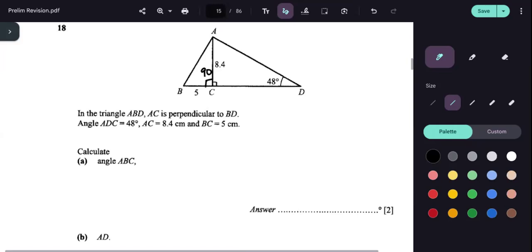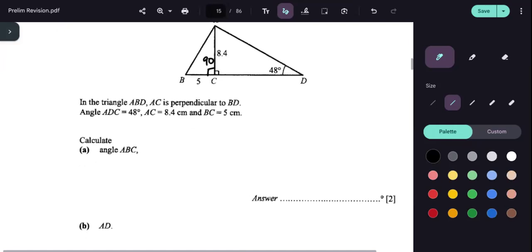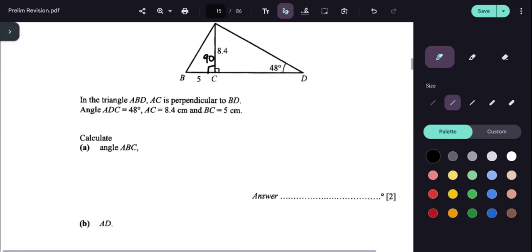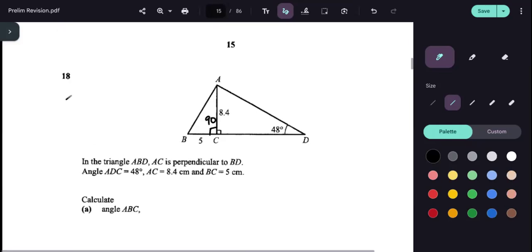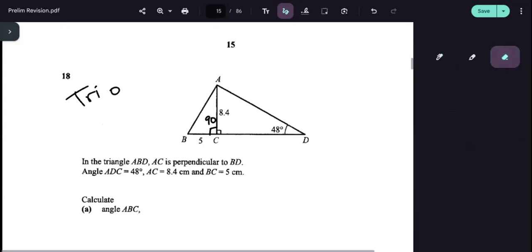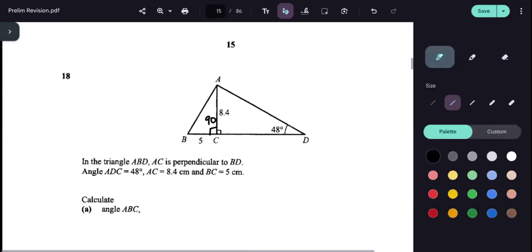So it says you need to calculate the angle ABC. How do you calculate angle ABC? This one is a trigo question. Because this is a trigo question, you need to use your two rules, sine and cosine.